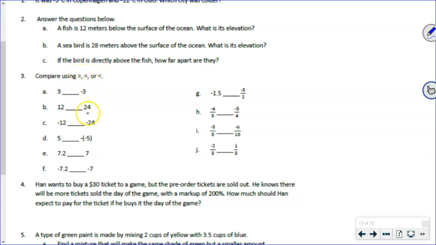Is it greater than, equal to, or less than? We're comparing 3 and negative 3. You can look at a number line if you need to. Remember, the negative ones are the smaller ones. Positive ones are the bigger ones. So the alligator's going to come and eat the bigger number. That's greater than. 3 is greater than negative 3.